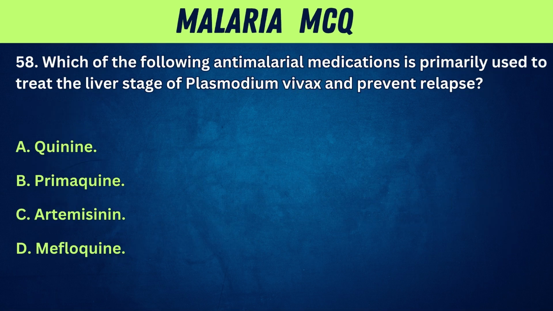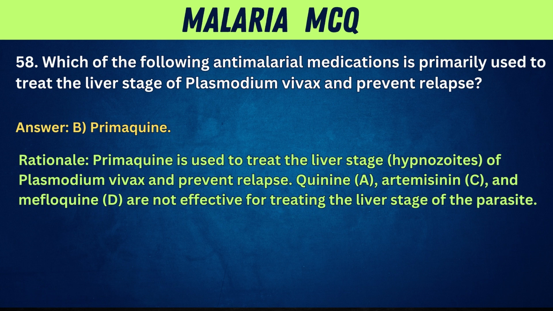58. Which of the following anti-malarial medications is primarily used to treat the liver stage of Plasmodium vivax and prevent relapse? A. Quinine. B. Primaquine. C. Artemisinin. D. Mefloquine. Answer: B. Primaquine. Rationale: Primaquine is used to treat the liver stage, hypnozoites, of Plasmodium vivax and prevent relapse. Quinine, A, artemisinin, C, and mefloquine, D, are not effective for treating the liver stage of the parasite.